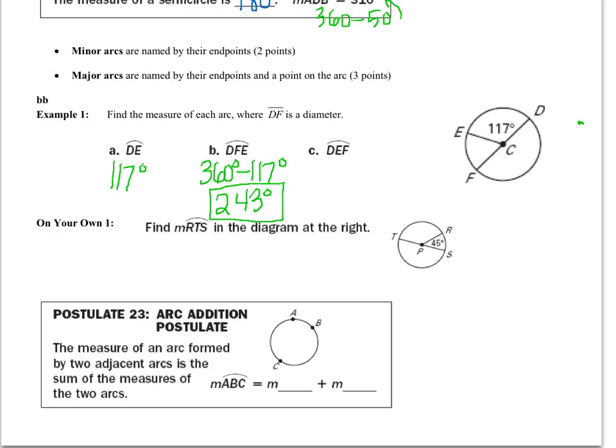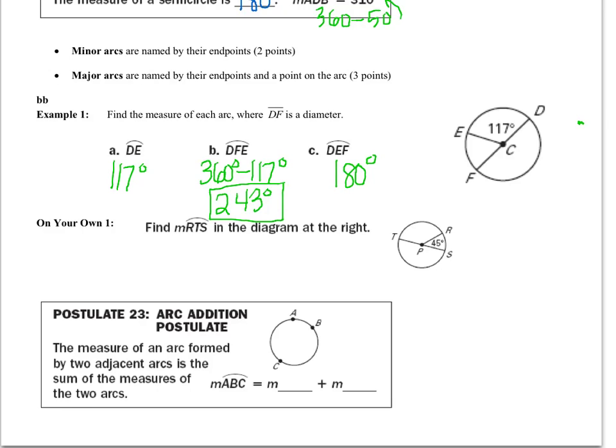So the next one, it says arc DEF. So DEF, well, that's going around to the diameter. That's a semicircle, so it's 180 degrees. Try that on your own. Pause it, and then see if you can get it right.